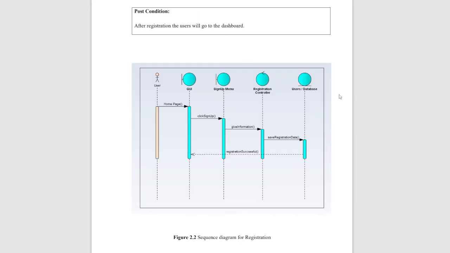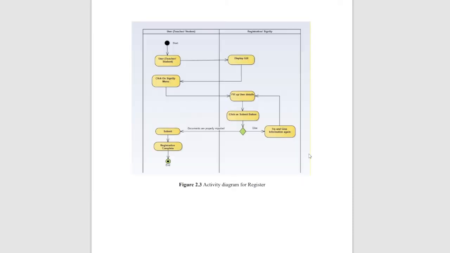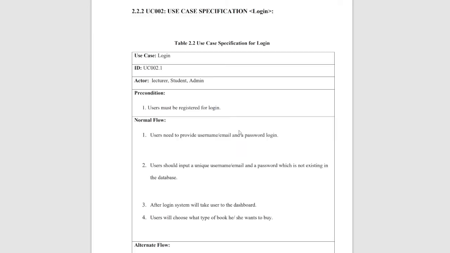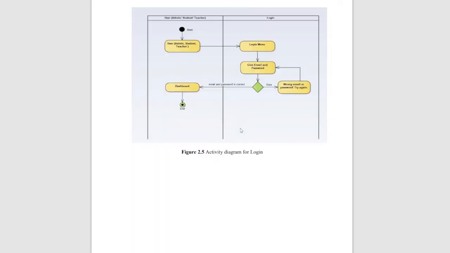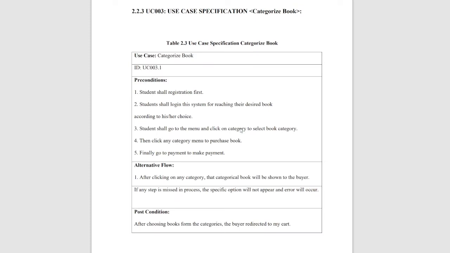Software requirement specification, then the sequence diagram for registration, activity diagram for register, sequence diagram for login, and activity diagram for login. This is categorized based on the functionalities of this system, and all the diagrams are here in the SRS.